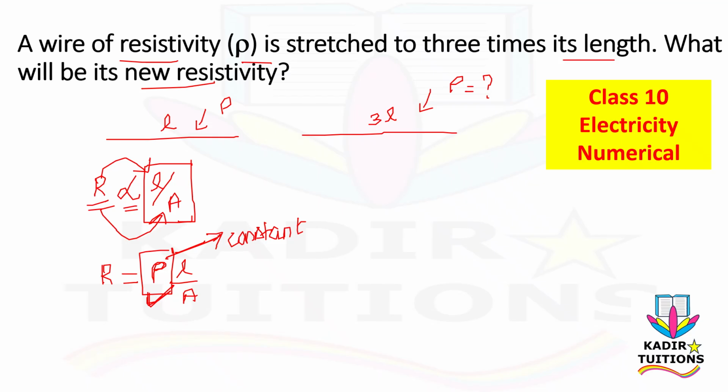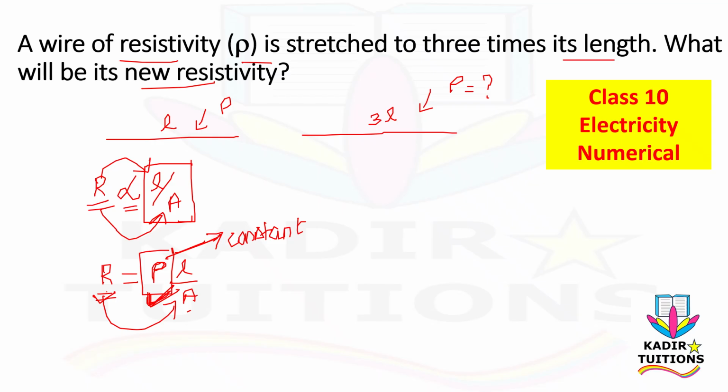So for the same material, this resistivity is always going to be constant, but our resistance will depend upon the dimensions of the wire. If the length changes, the resistance also will change. If the area of cross section of the wire changes, then the resistance also will change. So hope you understood. Now can we answer this question?